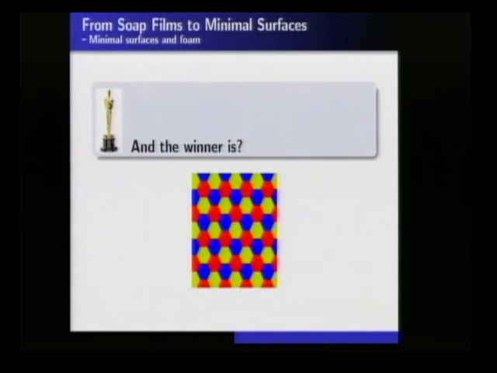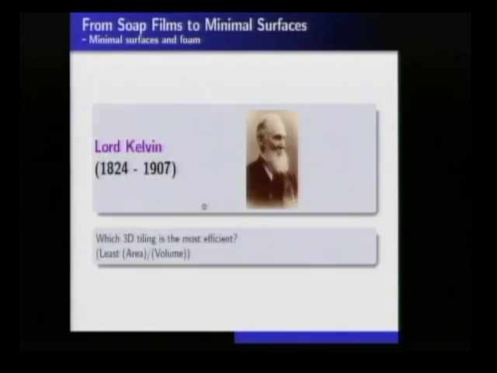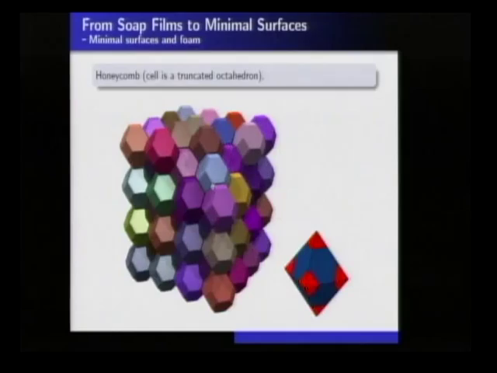So Kelvin said, well, I think I know the answer in 3-space. He asked the same question in 3-space. Here was what he guessed was the answer. This is Kelvin's honeycomb. You take that figure on the right-hand side and you chop off pieces of it and you stick them together.